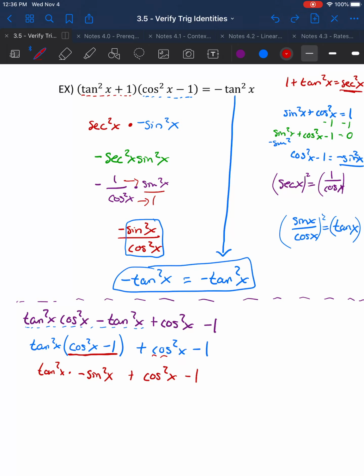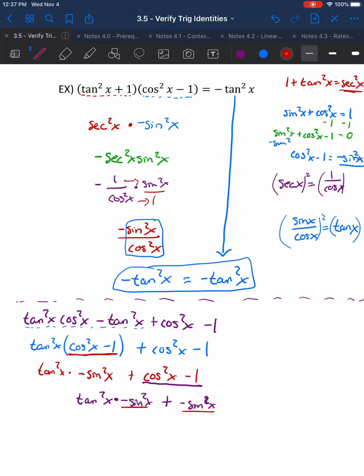Oh, wait a minute. Hey, there's another one of those. Let me back up. Actually, here, I'll do this. Hey, look, we just did this identity. We said that cosine squared minus 1 was equal to negative sine squared. Now I've got tangent squared times. Is that going to help me? Well, let's just try it. Plus negative sine squared. Okay.